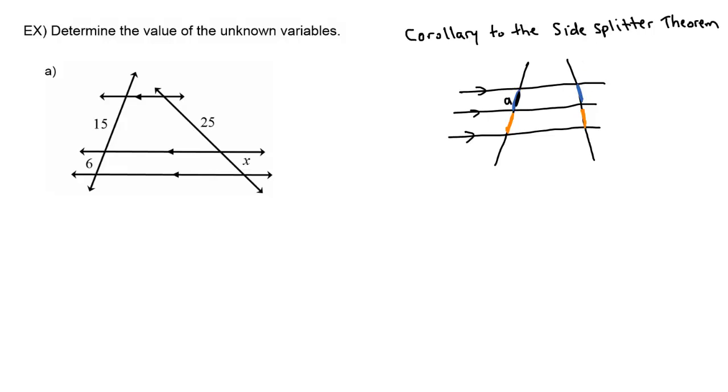Alright, well, back to filling in my letters. That blue segment is going to be A, this is going to be B, this is going to be C, and this is going to be D. What you can do is say that A divided by B is equal to C divided by D.